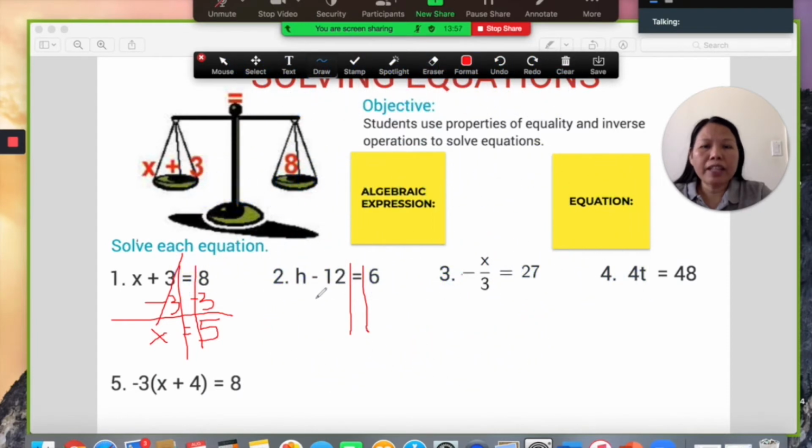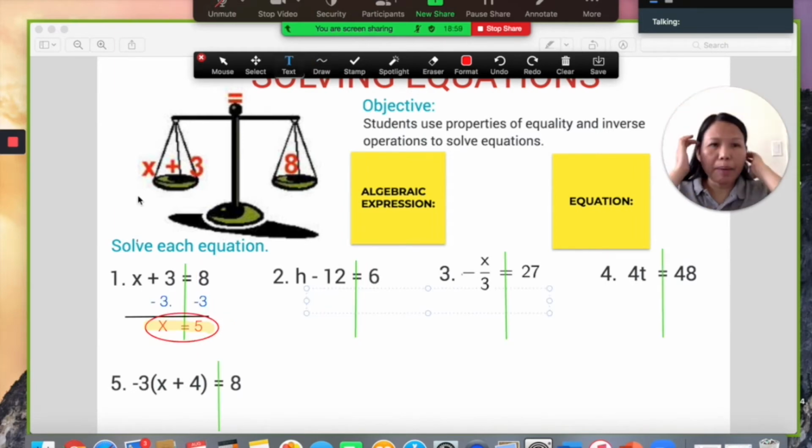The operation involved is that 8 take away or subtract 12. What is the inverse of subtraction? We're doing the inverse, or undoing the minus 12, by adding 12. And don't forget, you are going to do it to both sides.